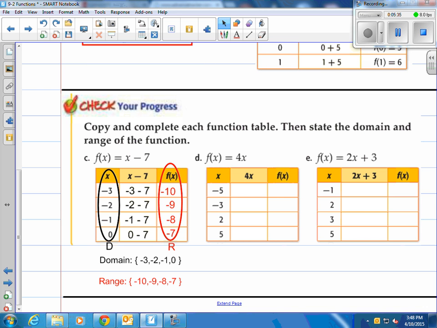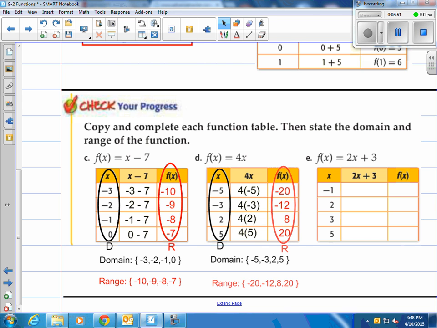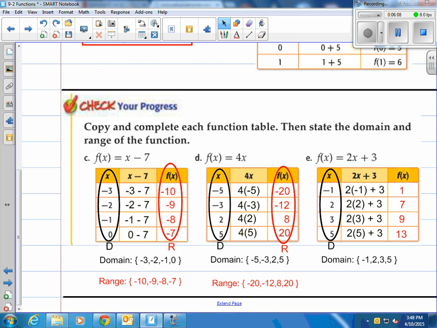All right, how about D? Same thing. We plug our -5 into the function, and we get -20, -12, 8, and 20 out. So your inputs, your domains, are -5, -3, 2, and 5. And then your range, it's going to be your outputs, -20, -12, 8, and 20. How about E here? Same thing. We plug our -1, 2, 3, and 5 inside, do the math. We have 1, 7, 9, and 13 as our range. So our domain are our input values, and our range is our output values. Simple. Just the naming might be a little bit different.